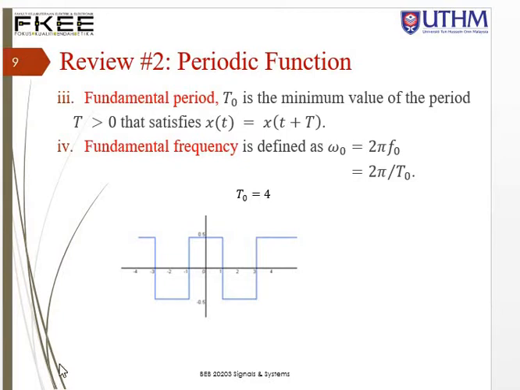So this voice is a non-periodic signal. When you talk about a periodic signal, you always have to know the fundamental period, when the signal repeats again. The fundamental period T0 is the minimum value at which the signal repeats again and again. The fundamental frequency we define as omega naught equal to 2 pi f naught, or 2 pi over T naught, where T naught is the fundamental period. And f naught is 1 over T.